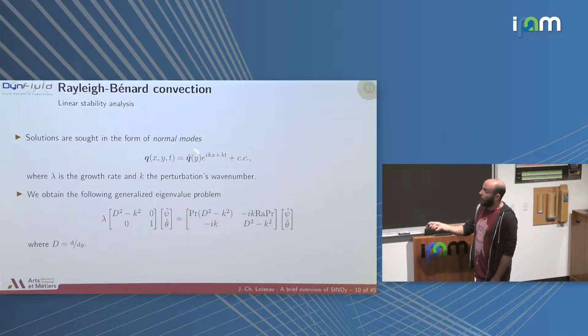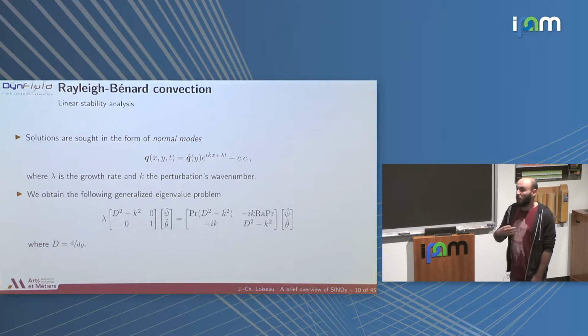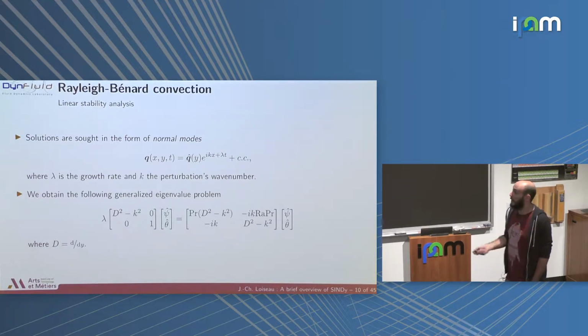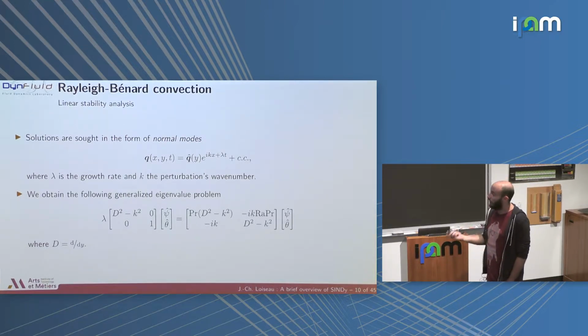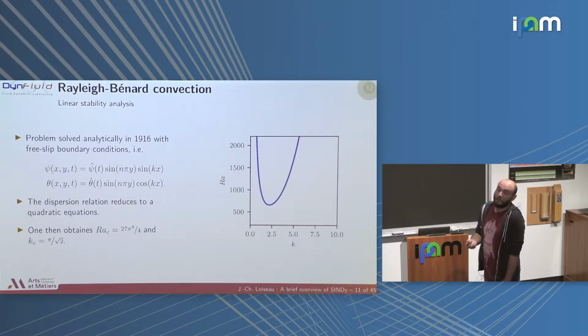So if we look at the eigenmodes, we plug it into our equations here. We're going to have a horizontal wave number, Fourier decomposition in the horizontal direction, and then lambda will control whether our perturbation, our state, is stable or unstable. We get this generalized eigenvalue problem. We can solve it analytically.